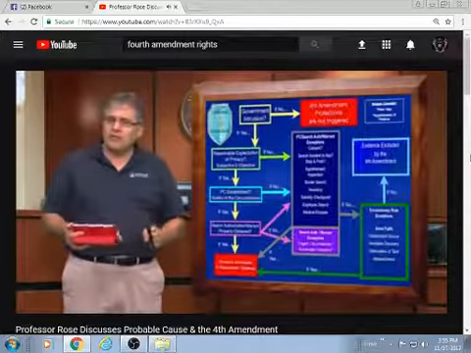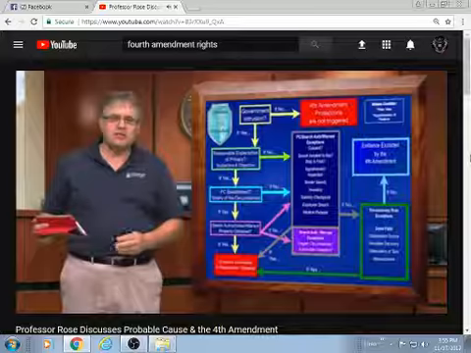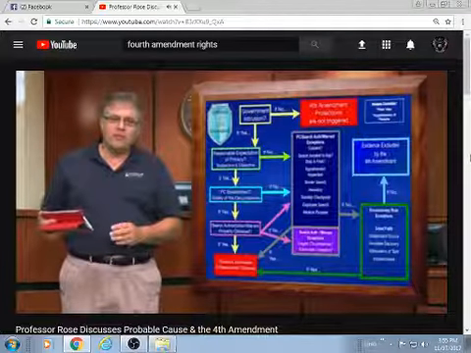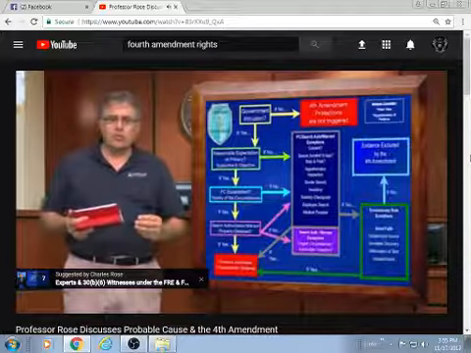Now, we've only talked about the Fourth Amendment here. At other times, we'll talk about the Sixth Amendment, we'll talk about the Fifth Amendment, and we'll talk about the impact and the connection of the exclusionary rules with all of those.